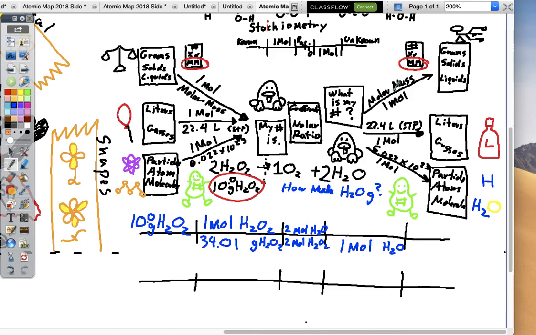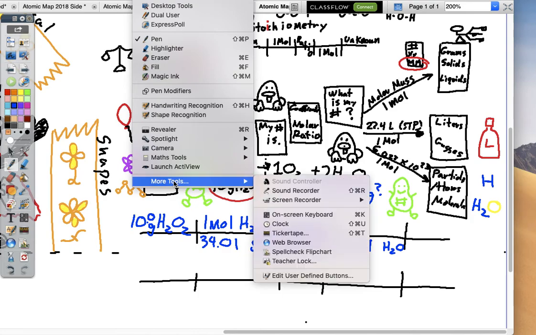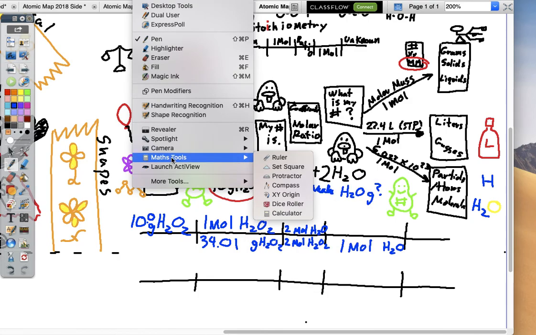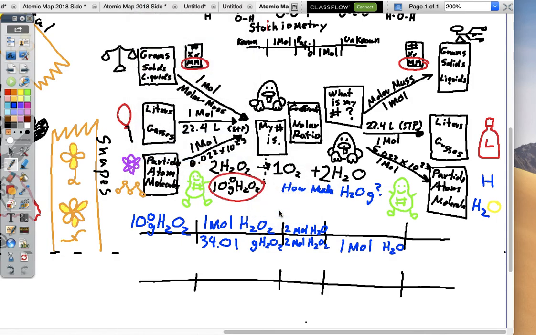Maybe it's this one. Cool. All right, so more tools. Math? Did I lose it? Up 2. Nope. No. On the main one. Thank you. Calculator. Just kidding, compass. Okay, got it. Here we go.